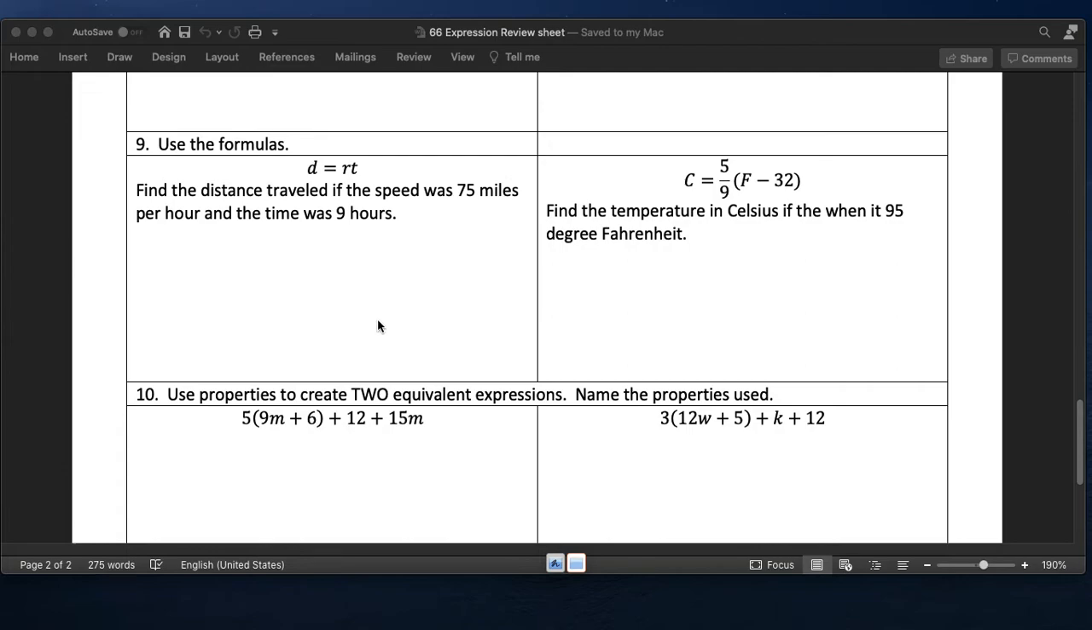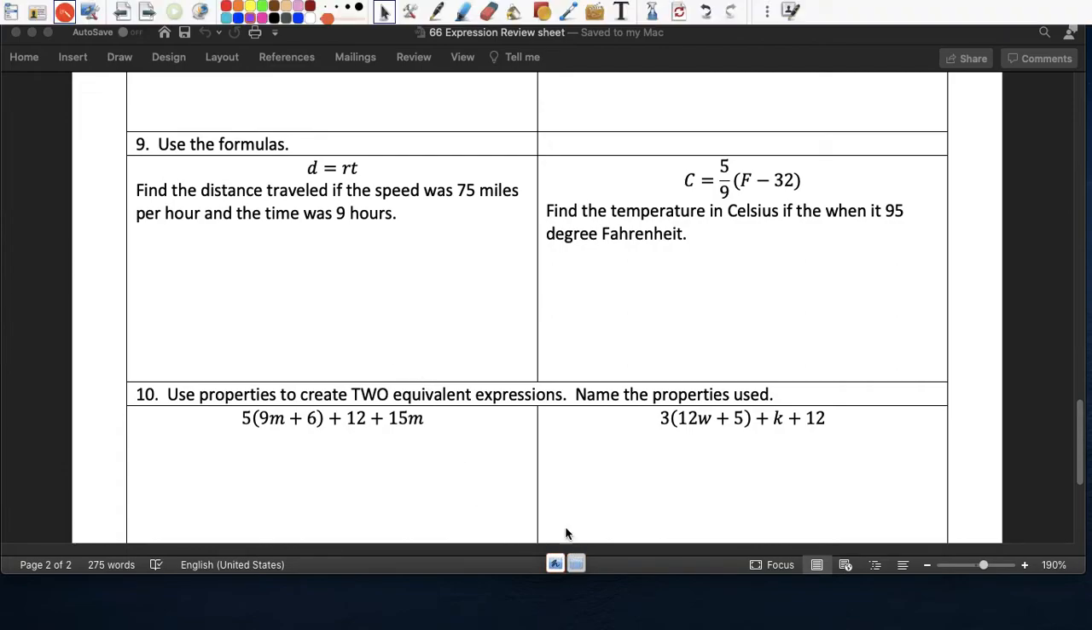So this one, hopefully you got a chance to do it. Find the distance traveled. The speed was 75 miles per hour and the time was 9 hours. So over here, D equals R times T. R is 75, so we're going to put 75 over here. And T is 9 for time. Okay. So we're going to multiply 75 times 9, and it's 675. So D equals 675.